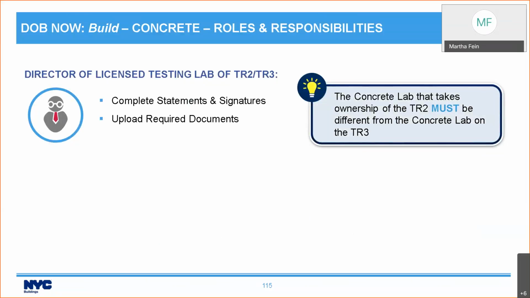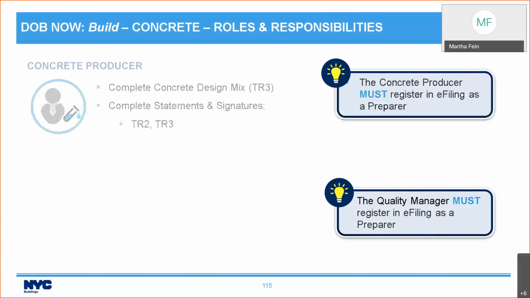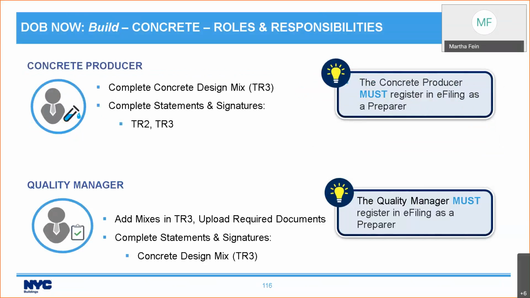And the director of the licensed testing lab will need to complete statements, signatures, and upload required documents. The concrete producer also has a role in both the TR2 and the TR3, and we'll go into that. Now, in the TR3 only, instead of the director of the licensed testing lab, you can have a quality manager who will complete the TR3 portion for the lab.